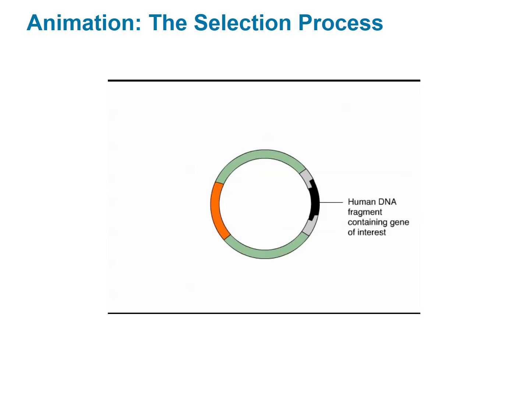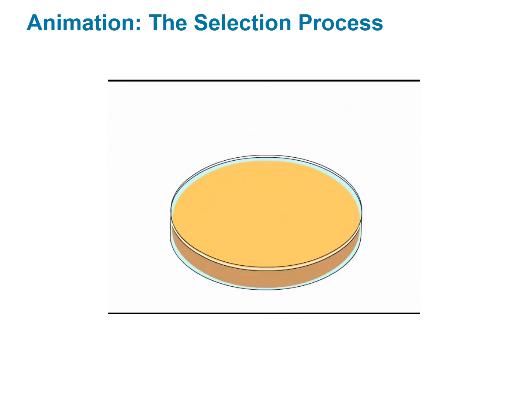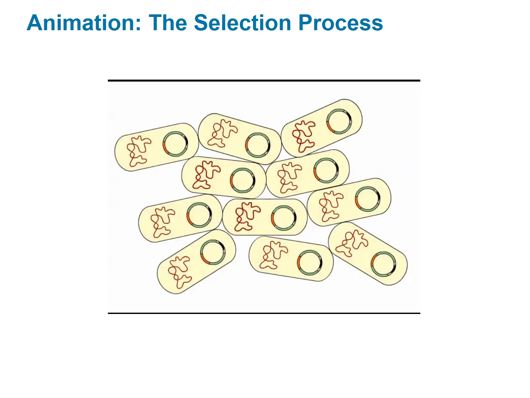A bacterium is induced to take up the recombinant plasmid from the surrounding solution in a process called transformation. This isn't as clear-cut as it sounds. Some bacteria do not take up the plasmid, and some take up plasmids whose LacZ genes lack the inserted human DNA. A bacterium is placed on a growth medium. It replicates the plasmid at the same time as its own DNA. Its descendants form a clone of bacteria that all have copies of the recombinant plasmid.